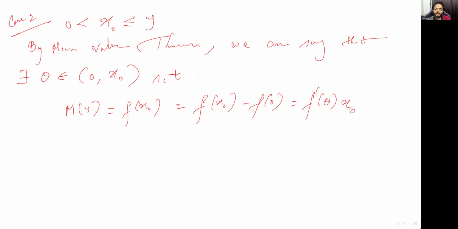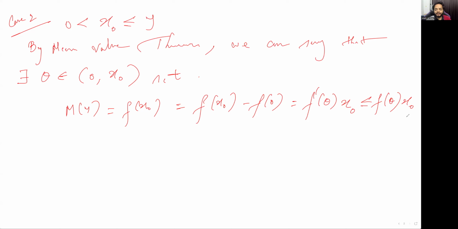So the maximum value that the function is taking in the closed and bounded interval 0 to y is equal to f dash theta times x naught, where x naught is the point where the function is taking the maximum value, and theta is a point where the mean value theorem holds. Whatever happens, we can say that this is less than or equal to f dash theta times x naught. Okay, why?